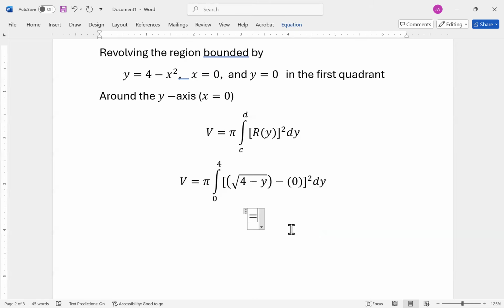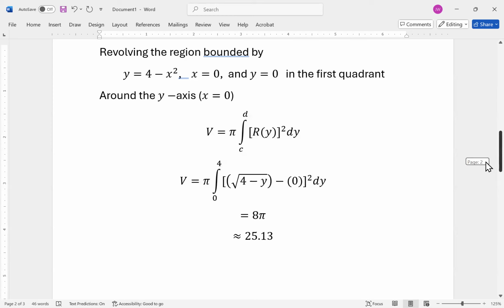Now, when that's all said and done, either doing this integration by hand or doing it on your calculator, you end up with 8 pi as your final answer, which is about 25.13. So that would be the final answer for what is the value we get when we take this region and rotate it around the y-axis.